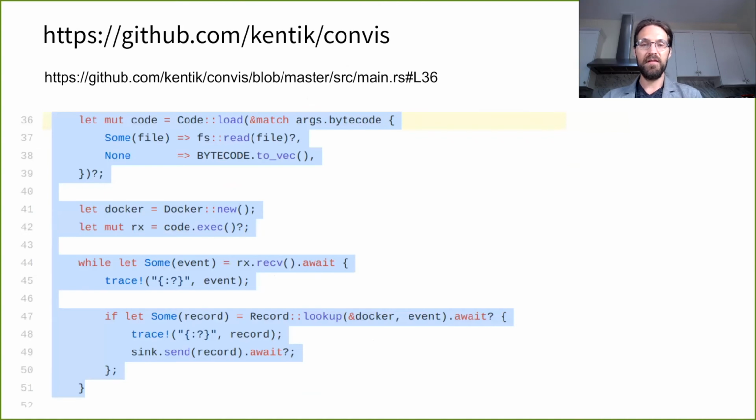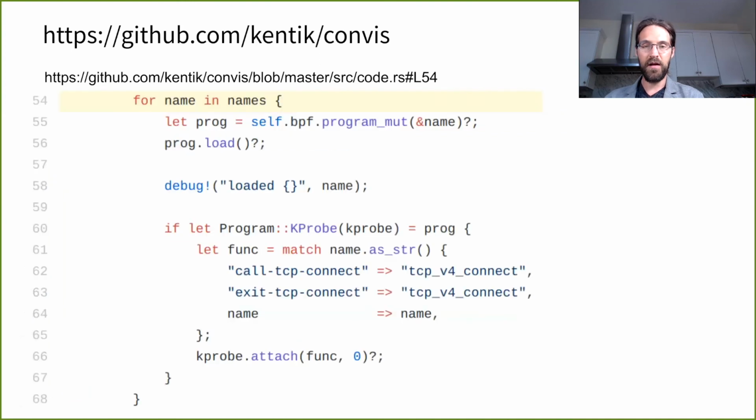Jumping back up a little bit, let's look at the Rust level. Rust has made a lot of strides here lately. There's a BCC crate and also a Docker crate that we're really leveraging very highly. This is the main event loop right here. What we're basically doing is we simply load up the code, make sure it looks good. We load up a Docker crate to tell us about all the containers on the system. And then at line 42, we call code.exec. We simply wait for events to come back and print them out.